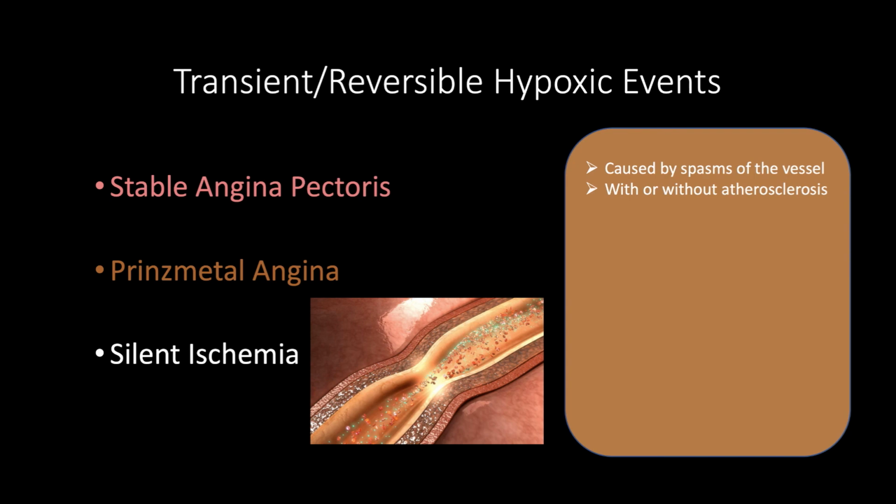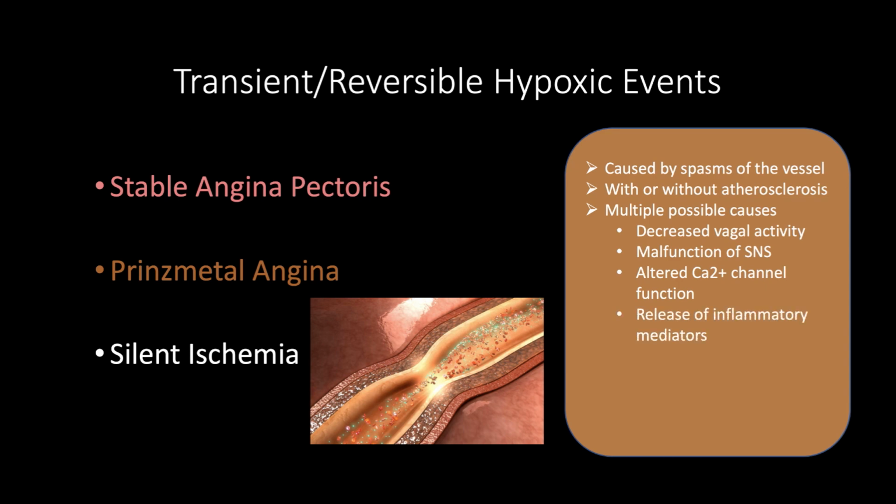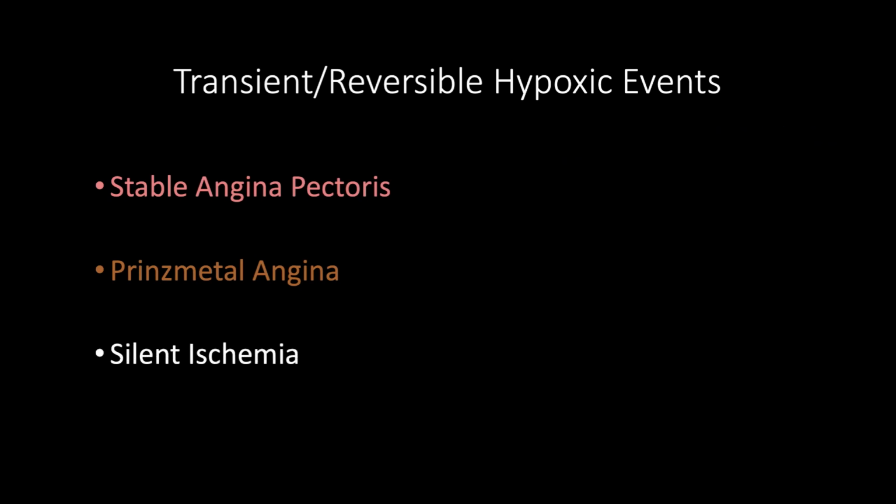So this can happen with or without the atherosclerosis, as I had said. There's multiple causes for it, whether it's decreased vagal activity or tone, malfunction of the sympathetic nervous system, issues with calcium channel function, inflammatory mediators, things like that, autoimmune issues. There's a lot of different things that can happen with it, but it's usually benign. It can cause dysrhythmias, though, so it is something that needs to be taken seriously.